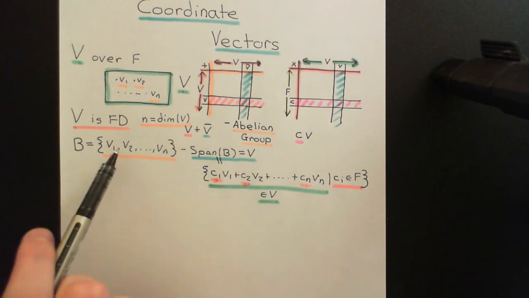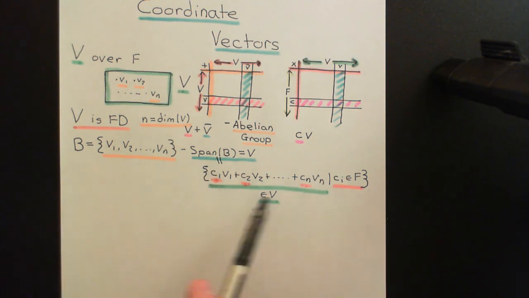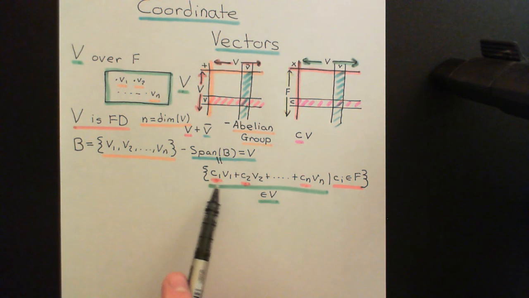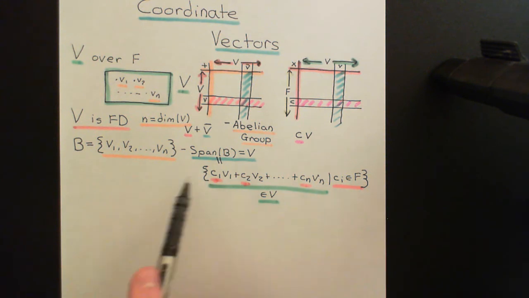Now, if this is a basis, then it has to have the special property that every single vector is going to be hit at some point. So some combination of elements of the field will produce any vector you like from the vector space. So this is going to contain the entire set of elements from the vector space, i.e. all vectors in the vector space can be written as a linear combination of the basis vectors.